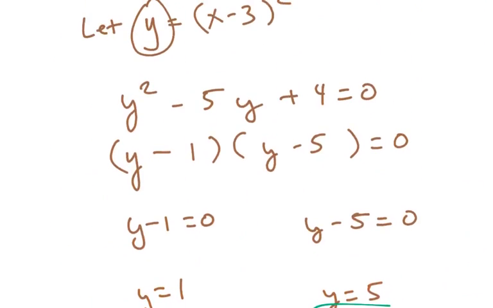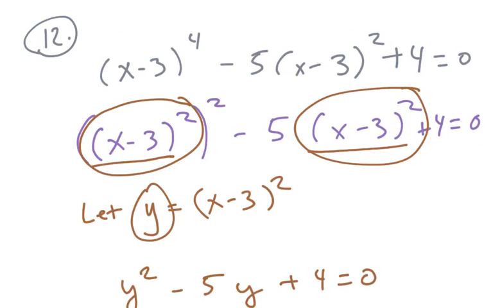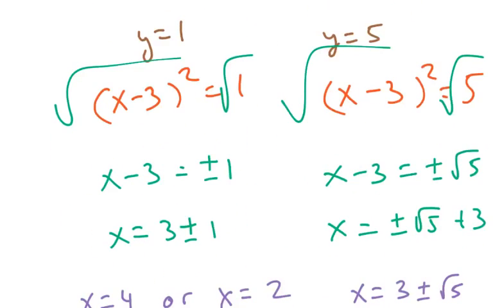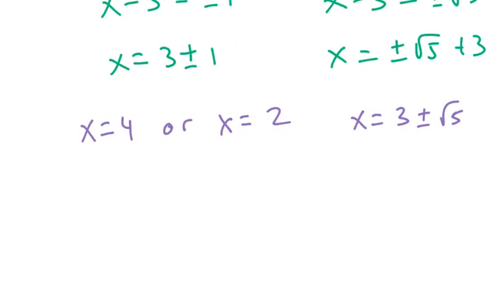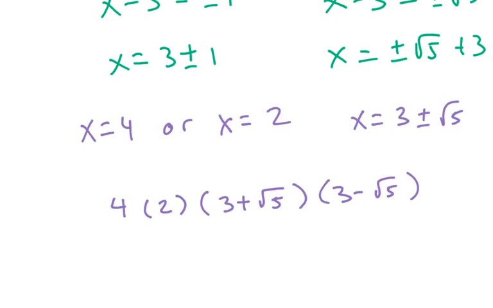Okay, so now, what are my final answers? Well, it says find the product of the solutions. So this is kind of strange. The product of the solutions would be the multiplication of all of these. So 4 times 2 times (3 plus square root 5) times (3 minus square root 5). So this gives me 8 times (3 plus square root 5) times (3 minus square root 5).